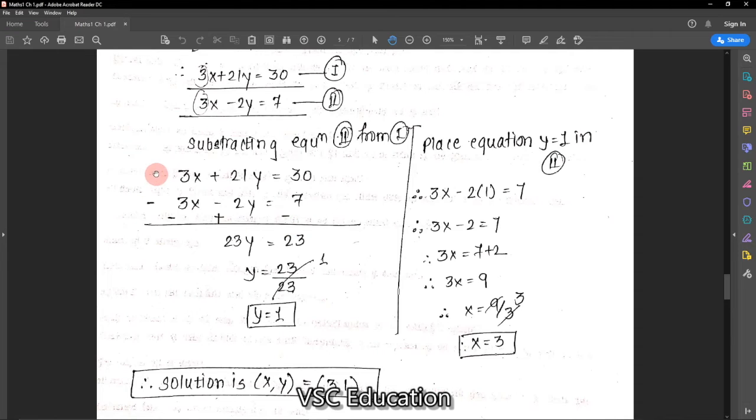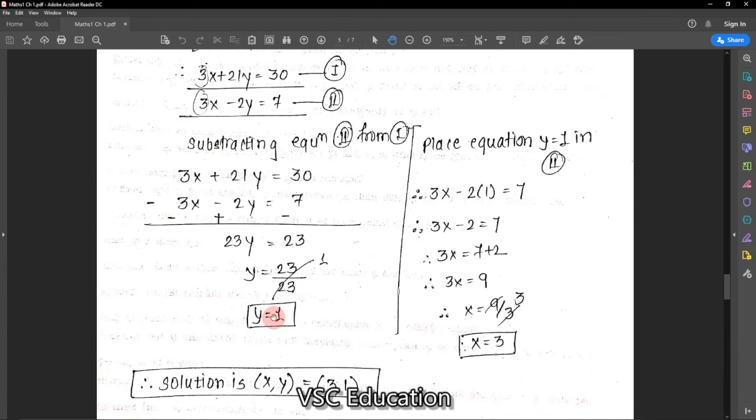Okay. Now see, plus 3 minus 3, so it gets cancelled. Plus 21 plus 2y, don't count this minus. So plus 21 and 2, 23y. Same thing, 30 minus 7, that is 23. So 23y is equal to 23. So y is equal to 23 upon 23, that is 1.